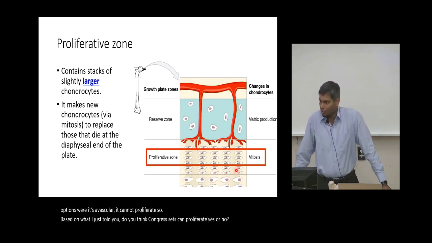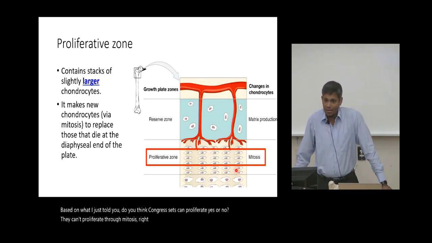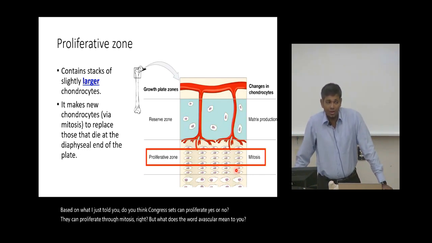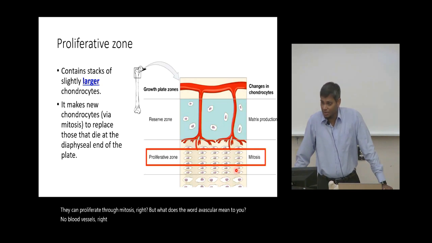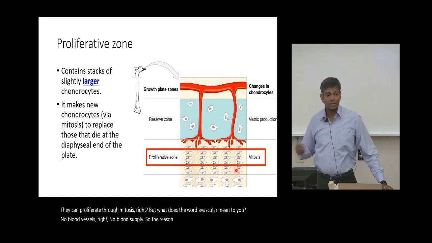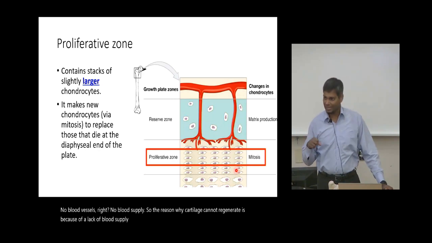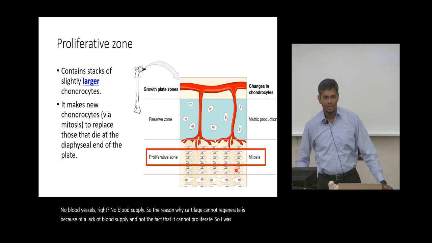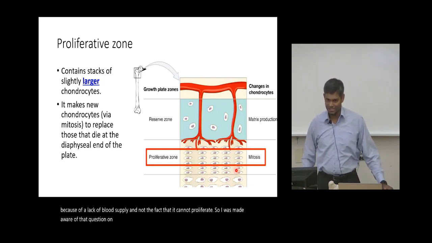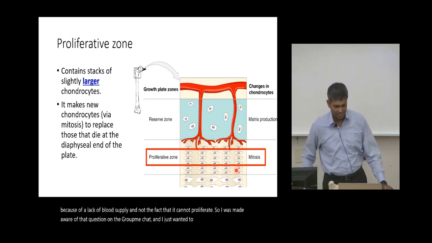They can proliferate through mitosis, right? But what does the word avascular mean to you? No blood vessels, right? No blood supply. So the reason why cartilage cannot regenerate is because of a lack of blood supply and not the fact that it cannot proliferate. So I was made aware of that question on the GroupMe chat, and I just wanted to address it in class.